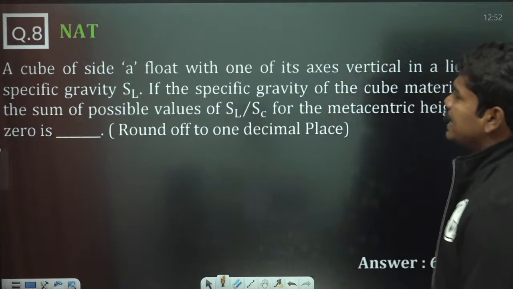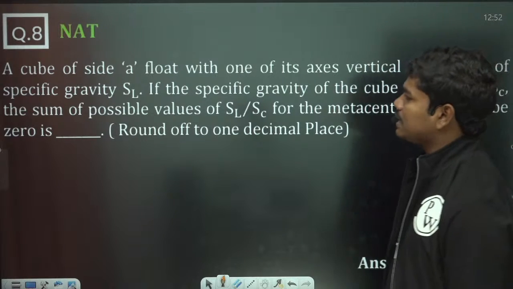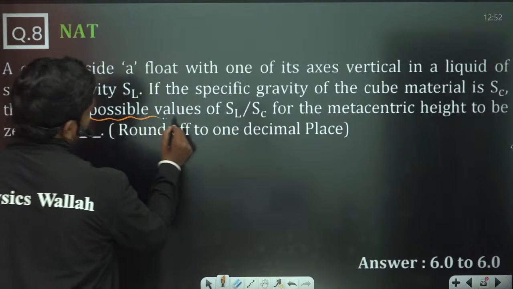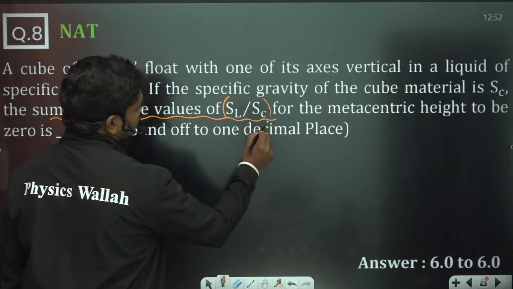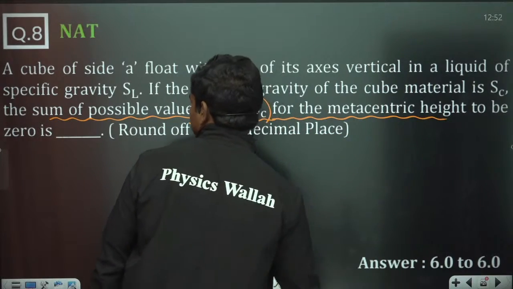A cube of side A floats with one of its axes vertical in a liquid of specific gravity SL. If the specific gravity of the cube material is SC, the sum of possible values of SL by SC for the metacentric height to be 0 is dash. For the sum of possible values of this ratio SL, specific gravity of liquid by specific gravity of the cube, for the metacentric height to be 0 is dash.